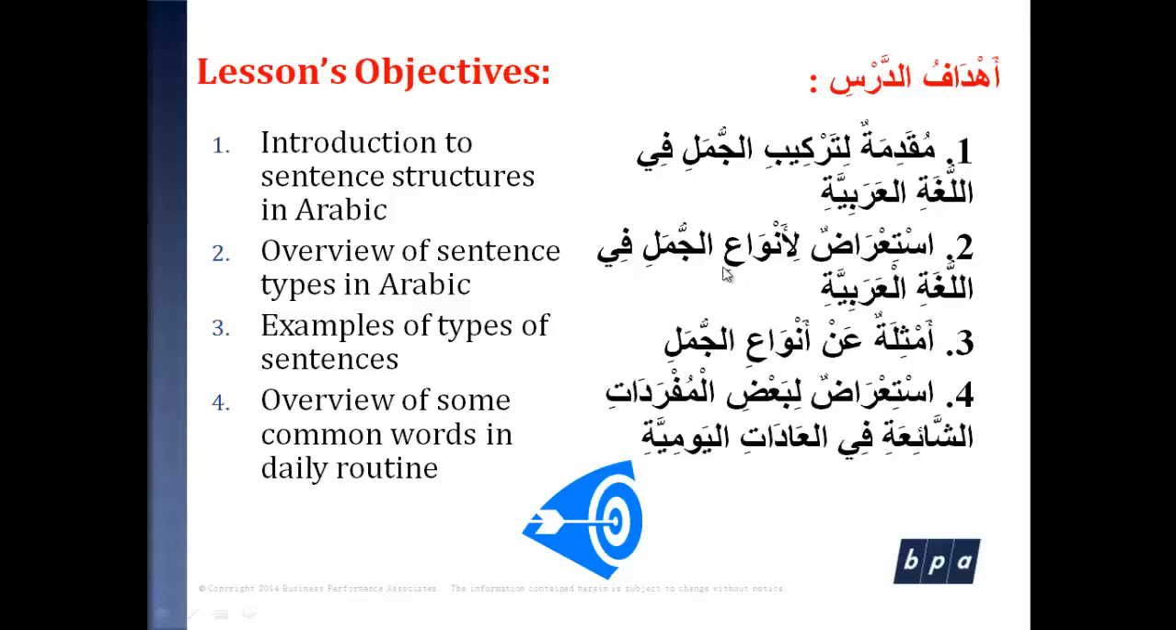استعراض لأنواع الجمل في اللغة العربية. Again, لي here is the same as this لي and the same as إلى. أنواع is kind. الجمل is sentences. أمثلة عن أنواع الجمل. أمثلة means examples.